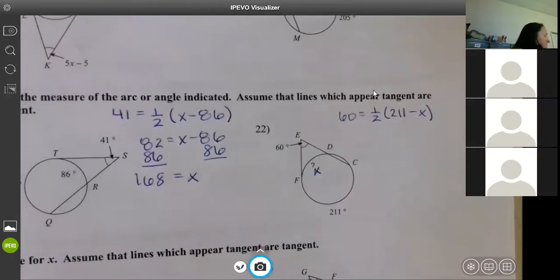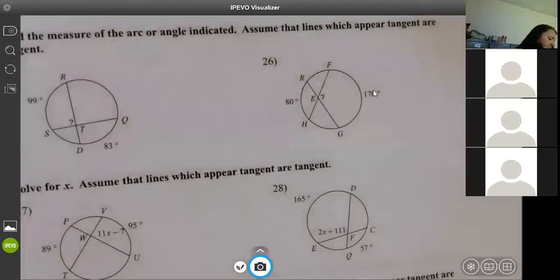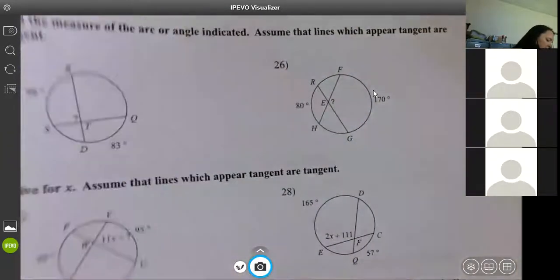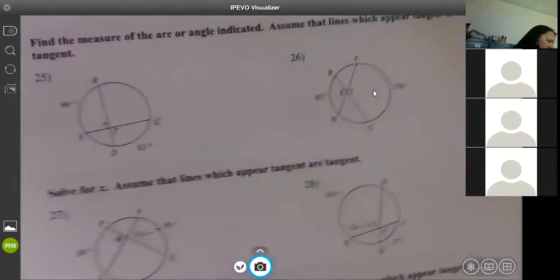23 and 24 exactly the same way. Is everybody okay with those? And then I don't know what I want to do.